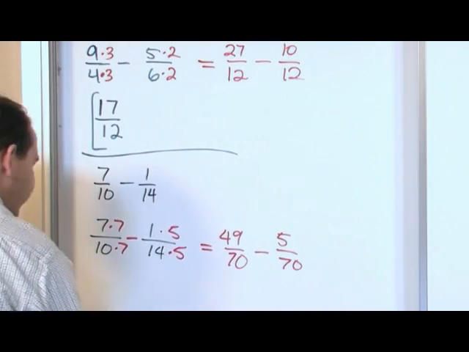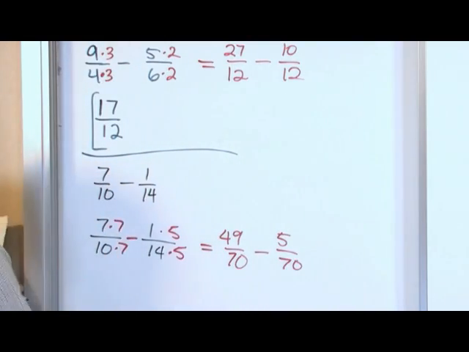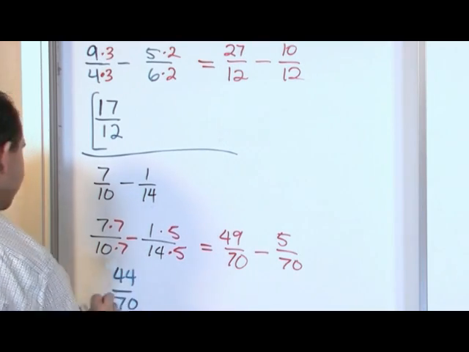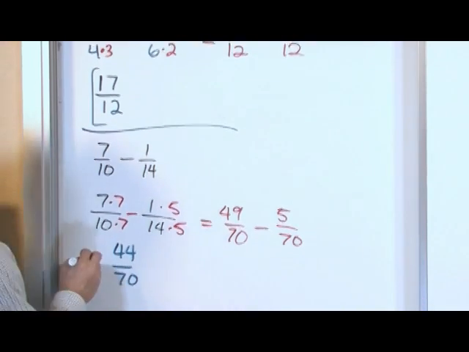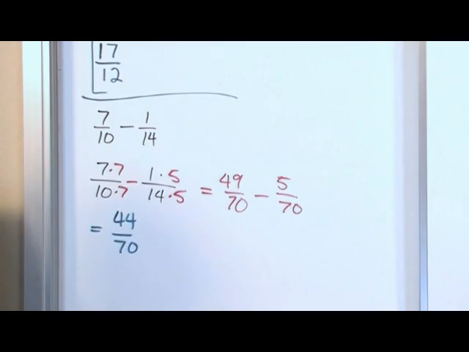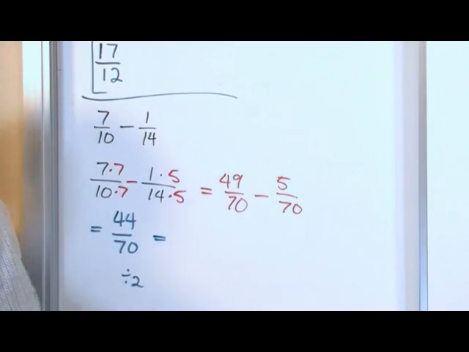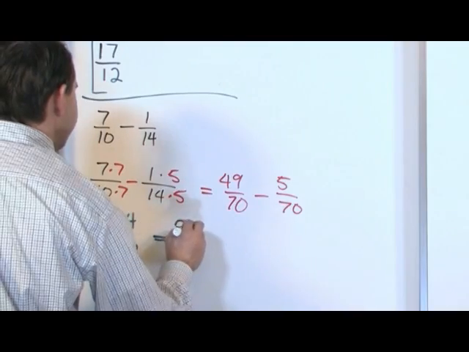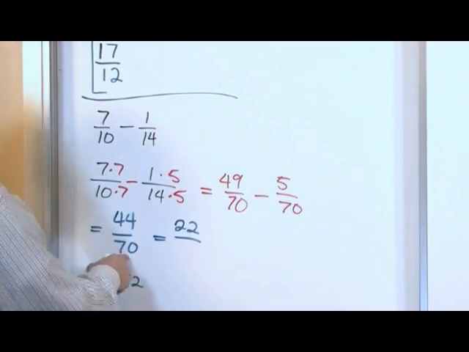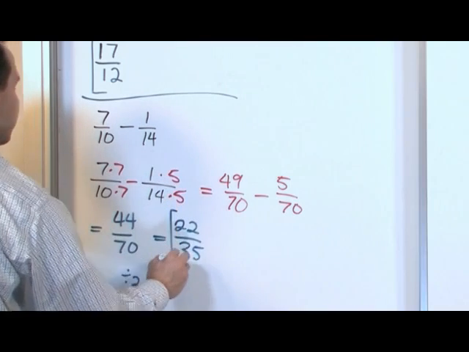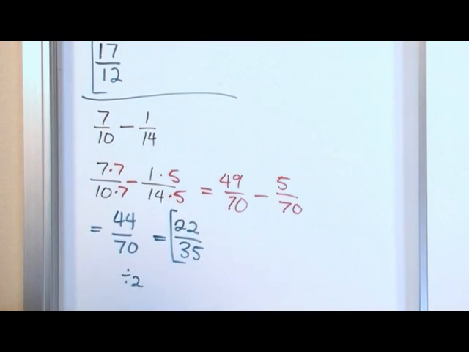Okay, so what is 49 minus 5? It's 44 over 70. And then that's the answer, right? But you need to always look and see, can I simplify this more? I know I can divide by 2. What's 44 divided by 2? It's going to give me 22. What's 70 divided by 2? It's going to give me 35. And if I look at this, I don't believe I'm able to simplify that anymore.